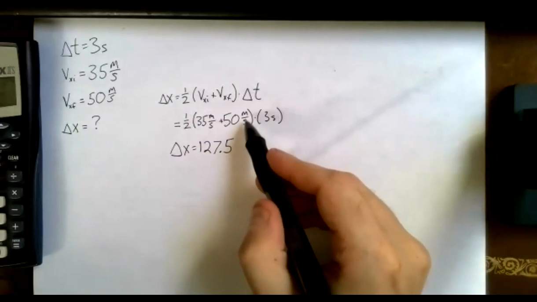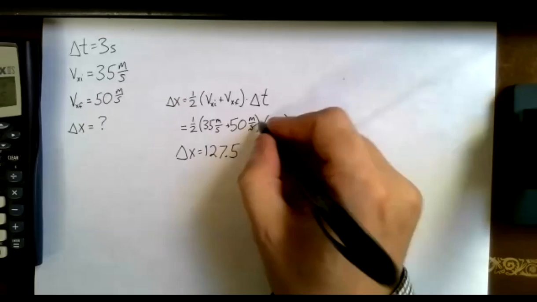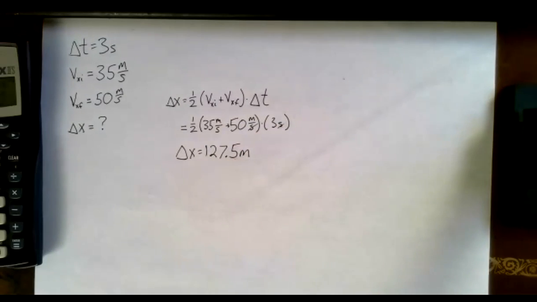And the units I get, these are meters per second here. And if I multiply that by seconds, the seconds cancel out and I just have meters. I was looking for displacement, so meters is a sensible unit to get. That's the SI unit for displacement. And 127 meters seems like a reasonable distance to go in 3 seconds if you're going between 30 and 50 meters per second.